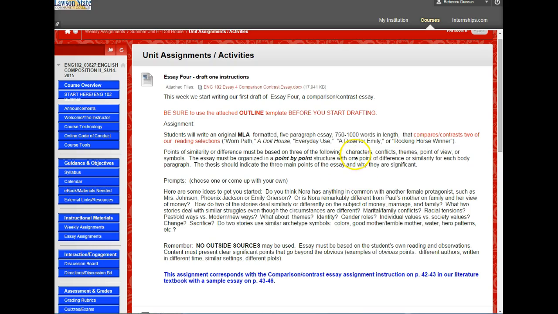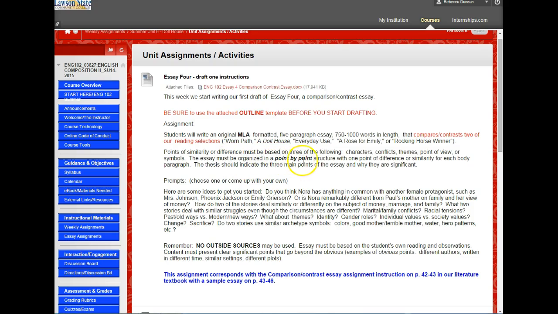You need to focus on the characters, on the types of conflicts, the themes. What if there are two that have something very similar or very different to say about the importance of family? That would be a really good one. That would be a theme. Point of view, symbols, maybe they both take advantage of color symbolism, but in different ways. That's the kind of thing that we're looking for here, okay?